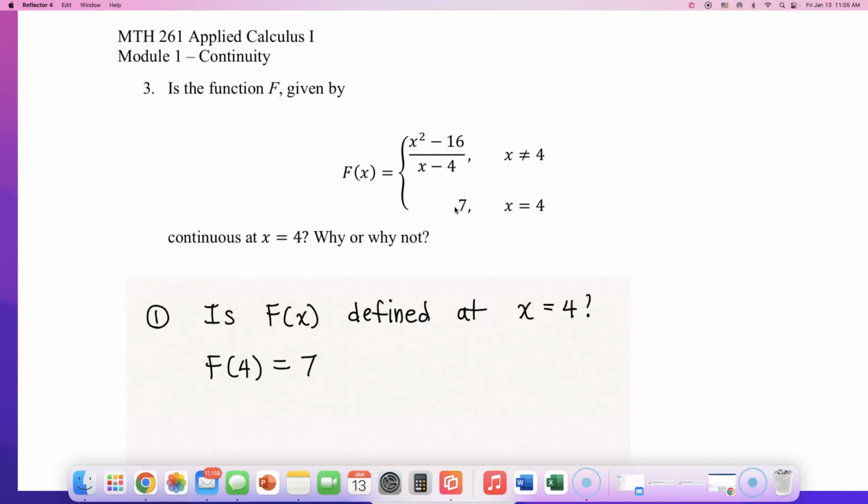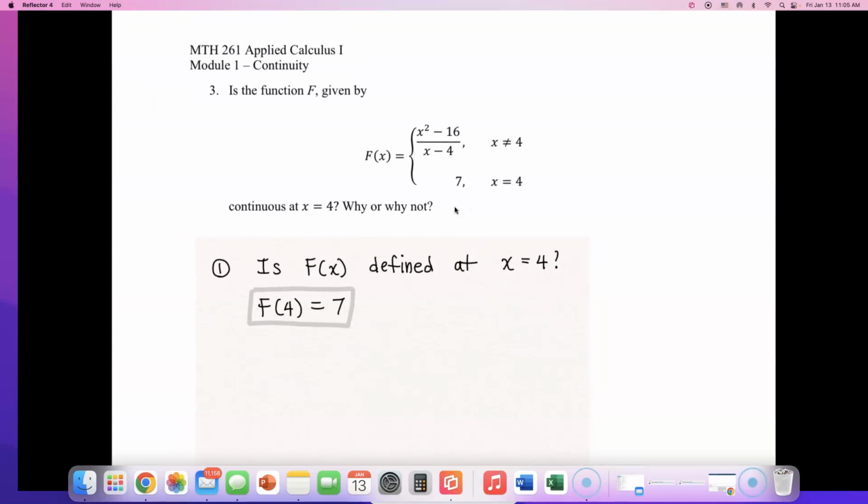So I'm going to circle that. I'm going to box this because this is what I'm going to compare the answer from the second part to. Okay, so we got the function value at x equals 4. Let's find the limit of this function as x approaches 4.